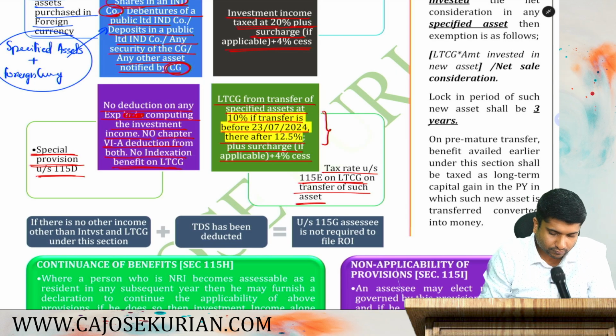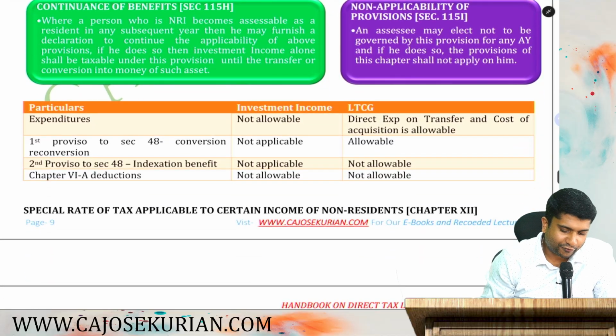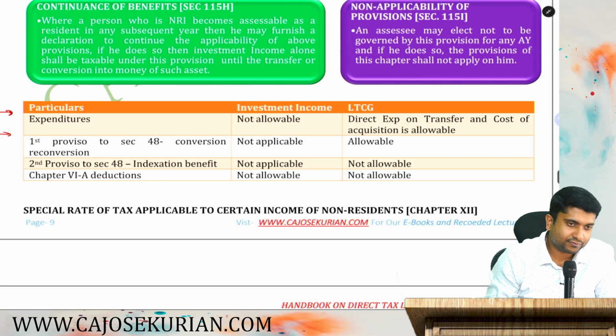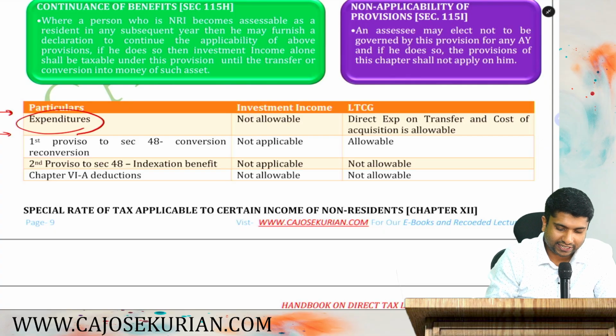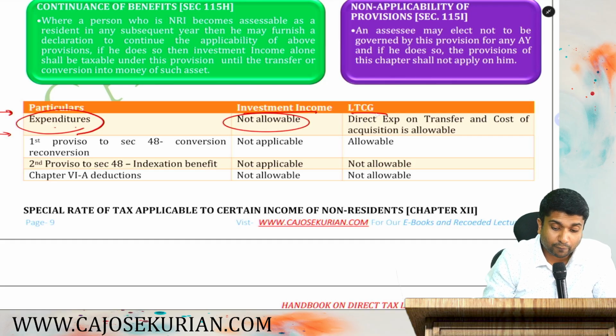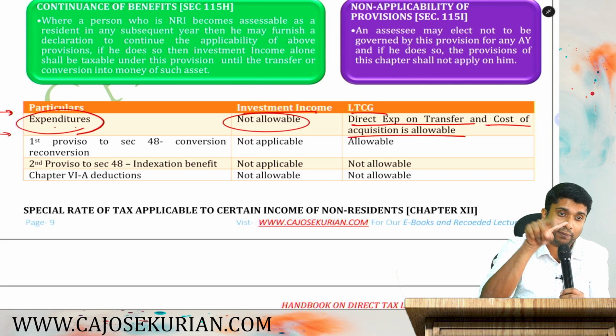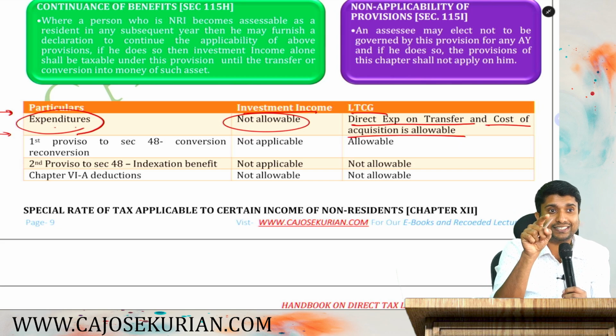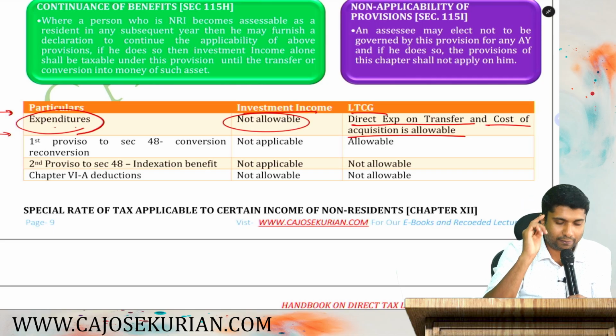Now listen. To end all the confusions, I have given a detailed chart. Expenditures, investment income, long-term capital gain. Can you claim expenditures from investment income? No. Can you claim expenditures from long-term capital gain? Yes, you can claim direct expenses on transfer and cost of acquisition from long-term capital gain. It is permissible. They are only restricting expenses from investment income, not from long-term capital gain.